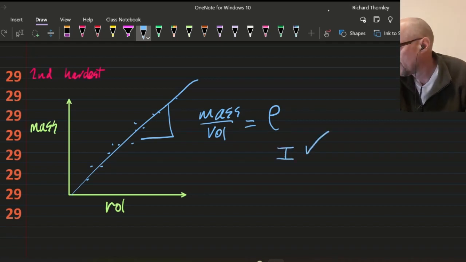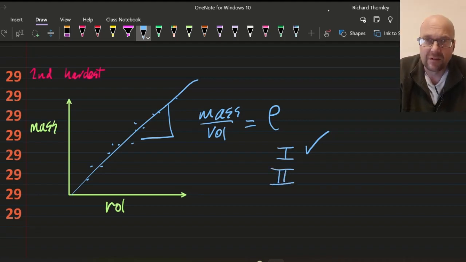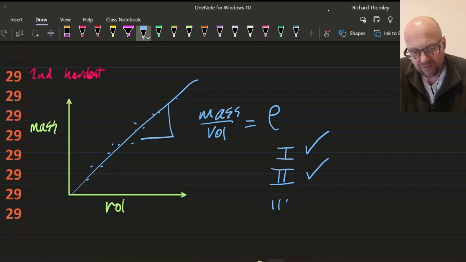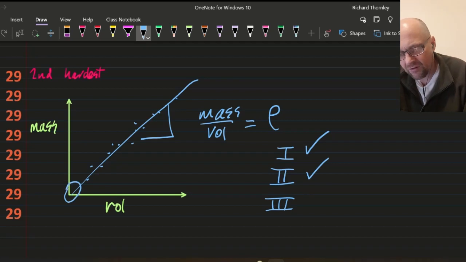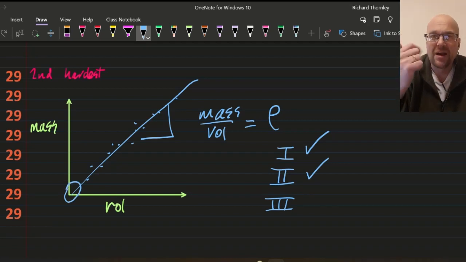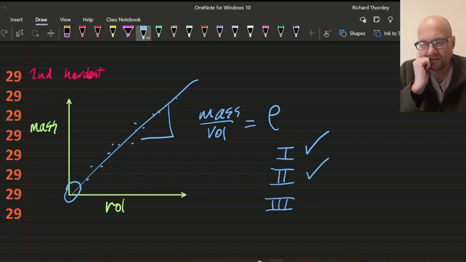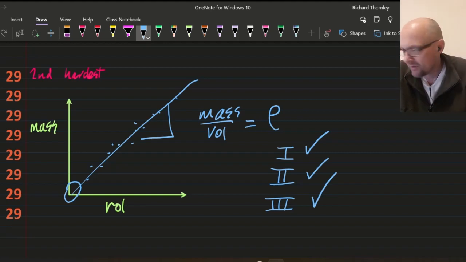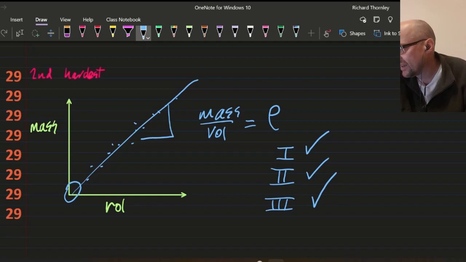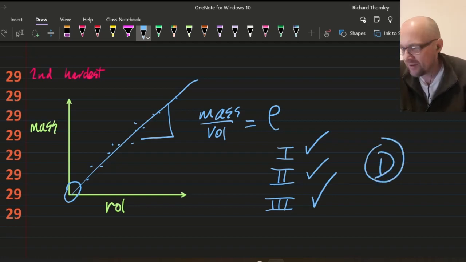Density is the slope. 2, the data will show that mass is proportional to volume. Yeah, double the mass, you're going to double the volume. That's right. And 3, the line of best fit should hit the origin. Yes, should hit the origin, the line of best fit. If I've got no mass, I've got no volume. That makes sense. So that one's right as well. The only thing you're sure about is that it should go through 0, 0. Everything else, you're less sure about. 0, 0 is the only thing you know is true. So that's 1, 2, and 3, which is D. 29 is D, and 30.